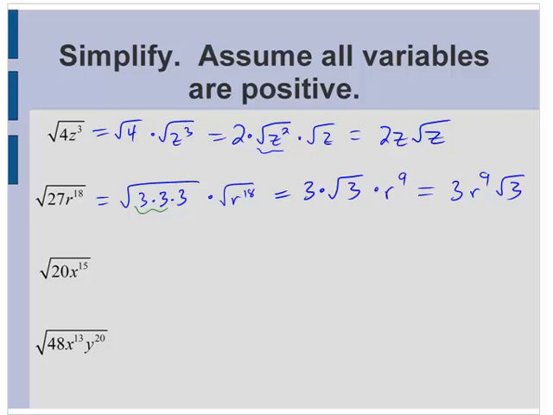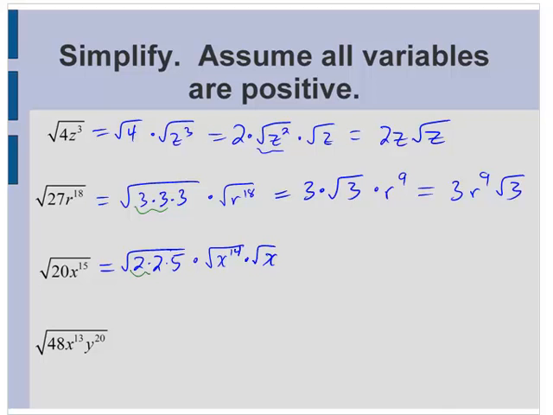The square root of 20 x to the 15th. All right, so let's see. 20, using a prime factorization, is 2 times 2 times 5. So I'll write that as the square root of 2 times 2 times 5. The square root of x to the 15th, I'm going to write as the square root of x to the 14th times the square root of x.